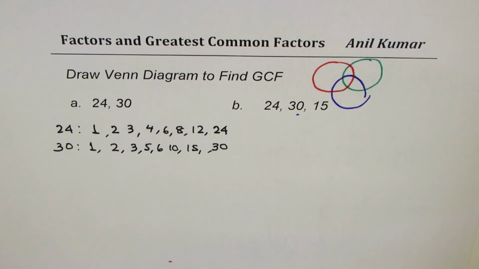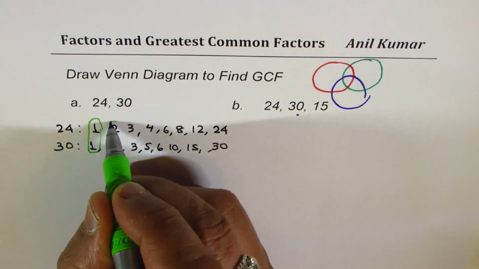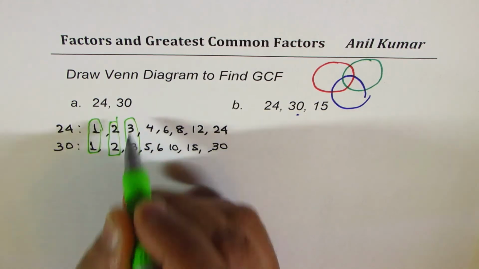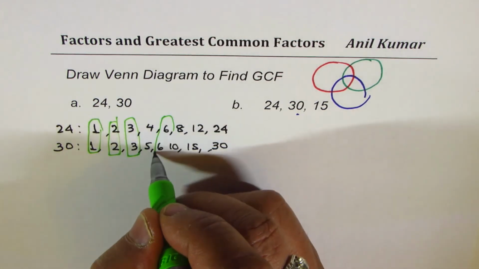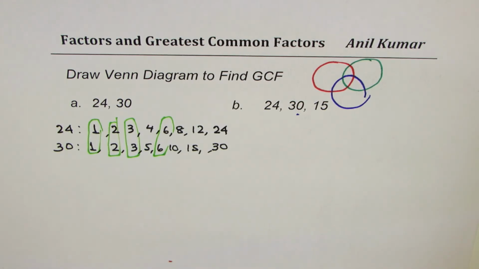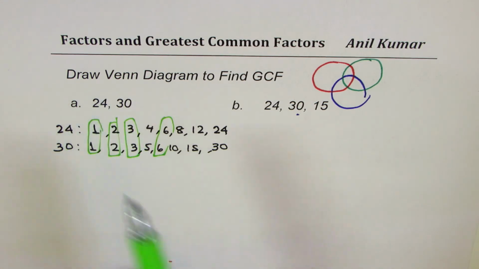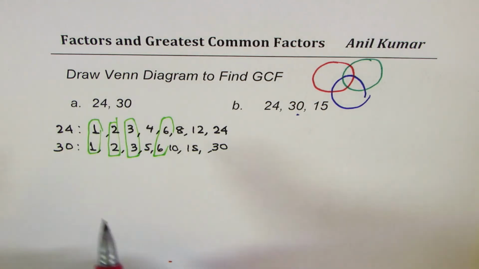So as you can see, 1 and 1 are common, 2 and 2 are common, 3 and 3 are common, and 6 and 6 are common, correct? So from here, you know, greatest common is 6. But the question is to make a Venn diagram. So let us see how to create a Venn diagram.